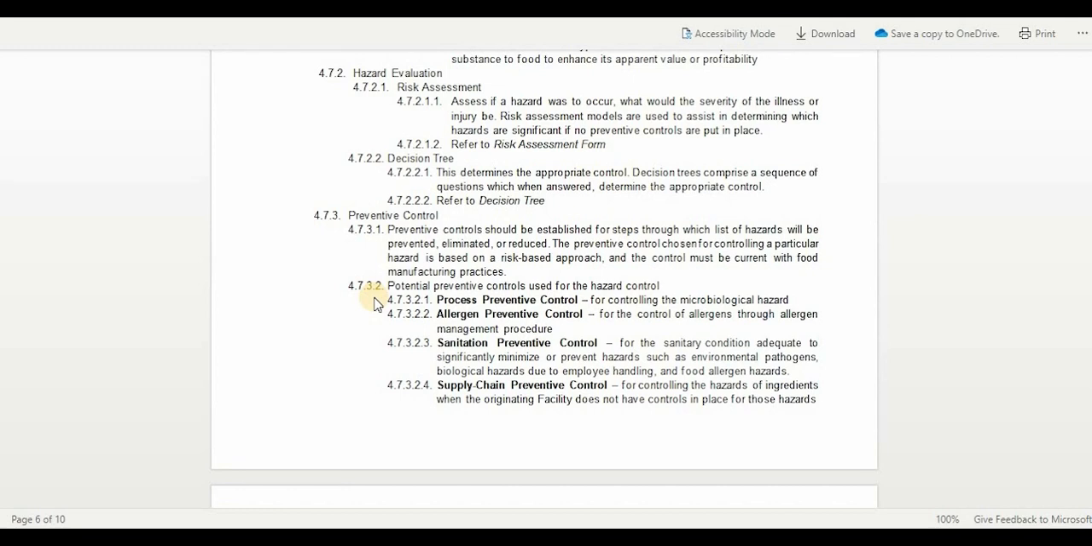1. Process preventive control, for controlling the microbiological hazard. 2. Allergen preventive control, for the control of allergens through allergen management procedure. 3. Sanitation preventive control, for the sanitary condition adequate to significantly minimize or prevent hazards such as environmental pathogens, biological hazards due to employee handling, and food allergen hazards. Fourth, supply chain preventive control, for controlling the hazards of ingredients when the originating facility does not have controls in place for those hazards.